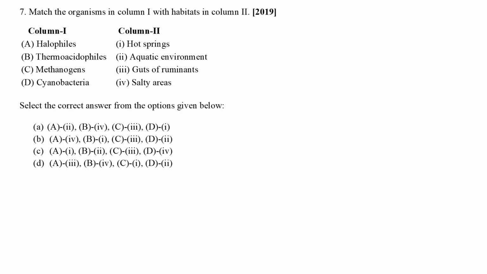Let's move to the next question. You have to match column 1 with column 2. Halophiles are archaebacteria, thermoacidophiles also archaebacteria, methanogens also archaebacteria, and cyanobacteria is a blue-green algae, a eubacteria or true bacteria. You have to match the correct habitat of these Monera.